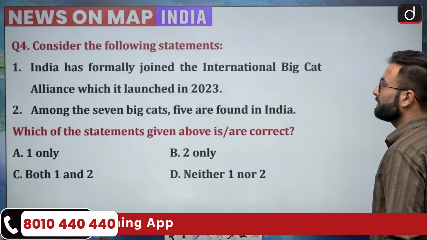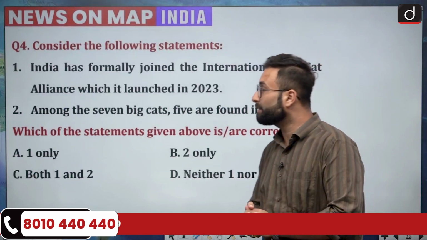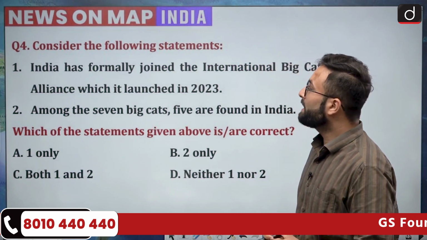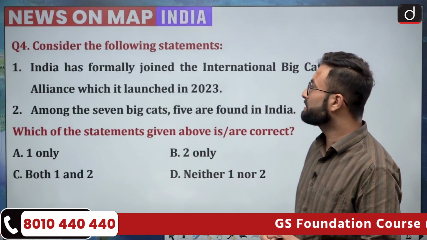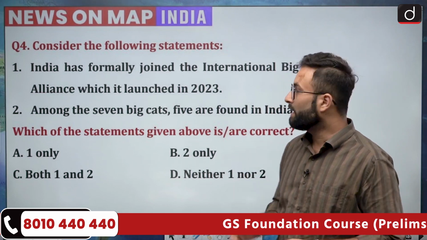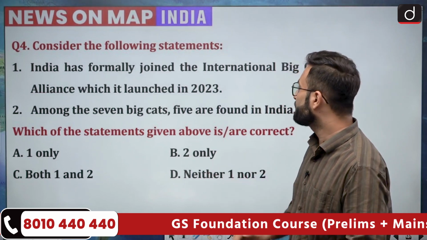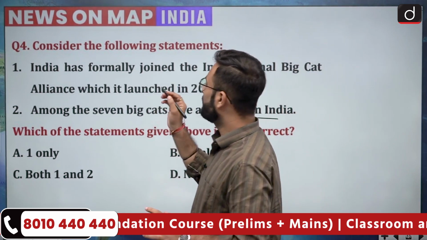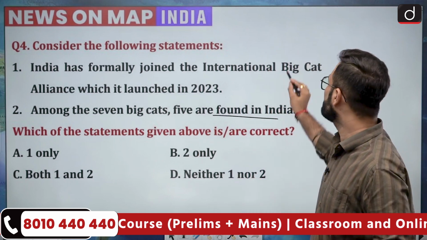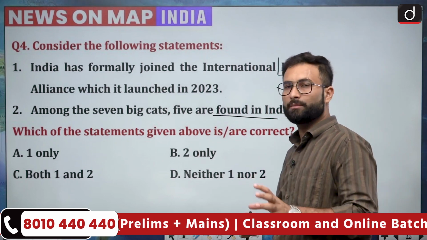Now coming to the next one, that is question number 4. Consider the following statements. Statement 1 is, India has formally joined the International Big Cat Alliance, which was launched in 2023. Statement 2, among the 7 big cats, 5 are found in India. Now when we are talking about this particular alliance, that is the International Big Cat Alliance.